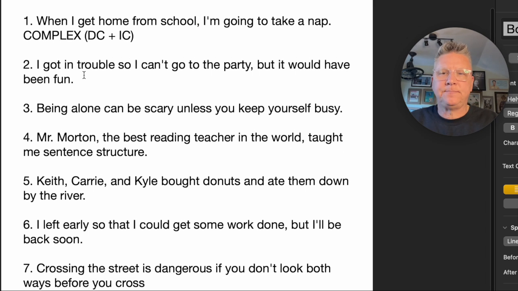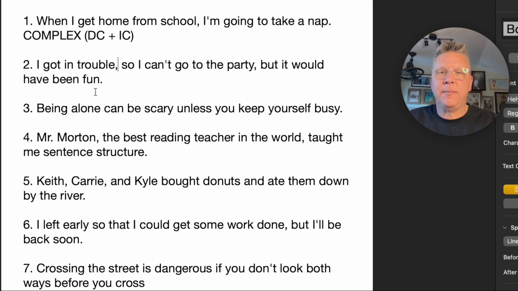The second one: I got in trouble, so I can't go to the party, but it would have been fun. So again, let's go to the basics. Where are my subject-verb combinations? I got, subject-verb. I can't go to the party. All right. It would have. So there's three subject-verbs. So in this case, this actually needs a comma here. I got in trouble, simple sentence.